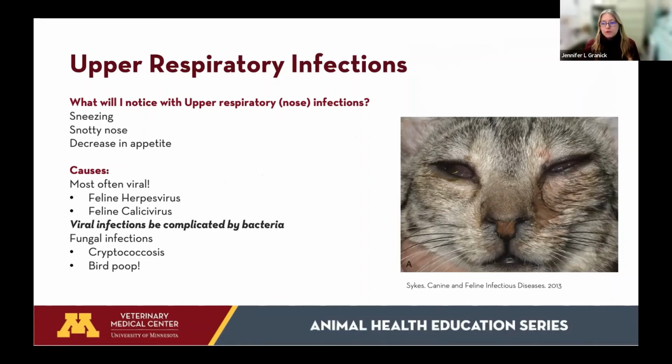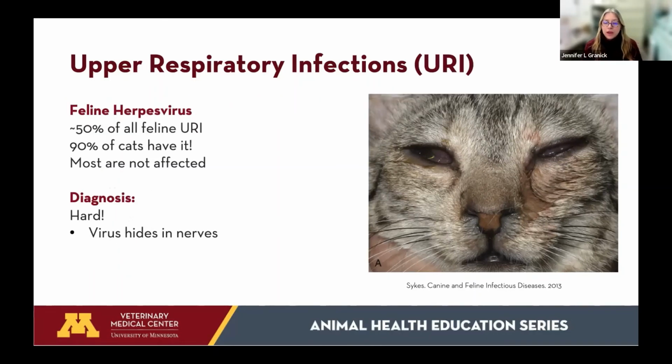So upper respiratory infections are pretty common in cats. And the things that you would notice are sneezing, snotty nose, decrease in appetite. Most of the time, it's a virus that causes this and not a bacteria. But because of that inflammation, we can have a complicated situation where the virus causes disruption and bacteria that are already there can overgrow and take advantage of that situation. So the question is, when do we intervene with antibiotics?